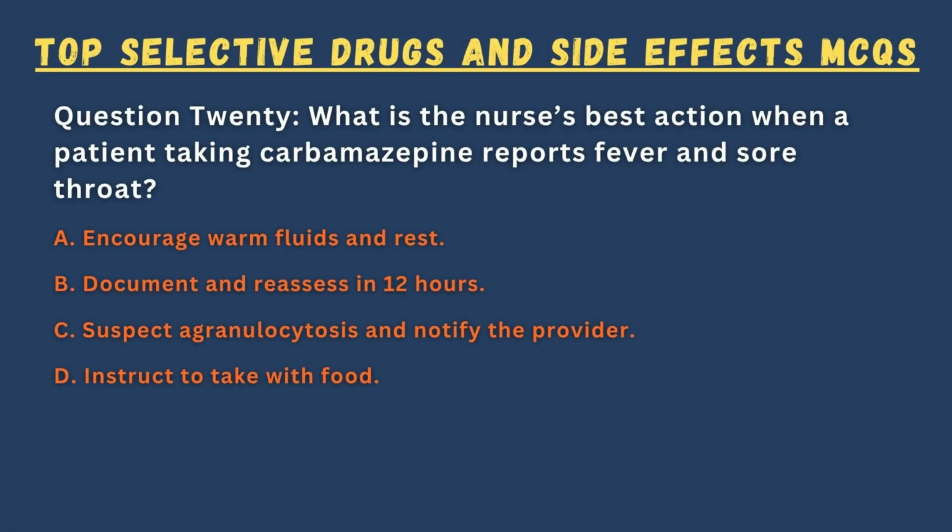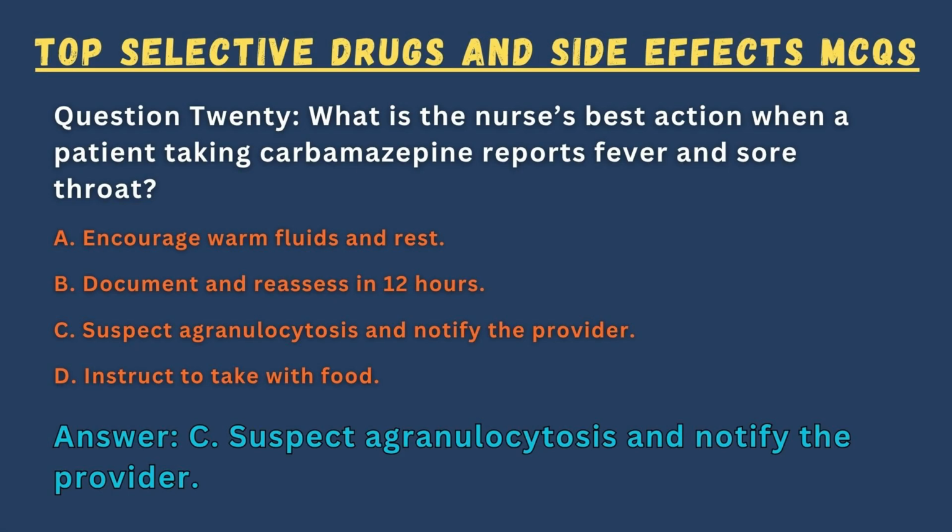Question 20. What is the nurse's best action when a patient taking carbamazepine reports fever and sore throat? A. Encourage warm fluids and rest. B. Document and reassess in 12 hours. C. Suspect agranulocytosis and notify the provider. D. Instruct to take with food.